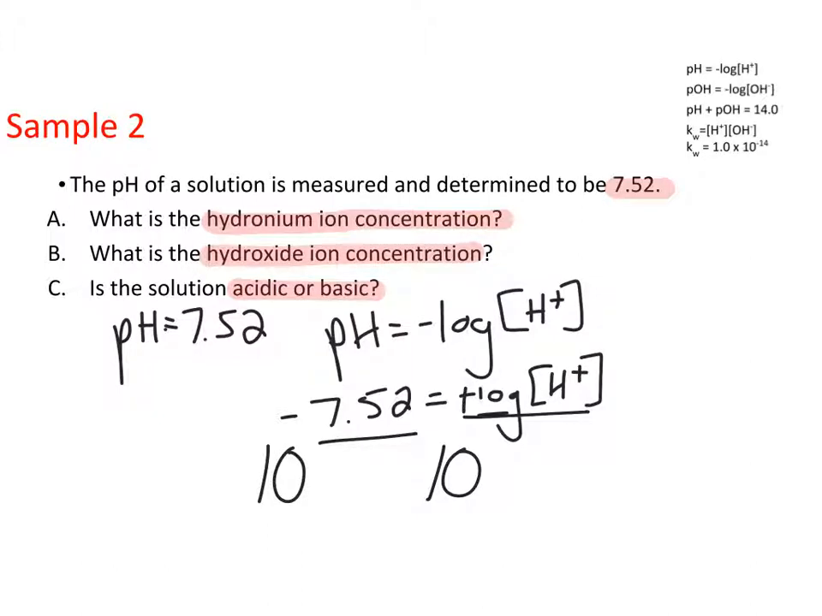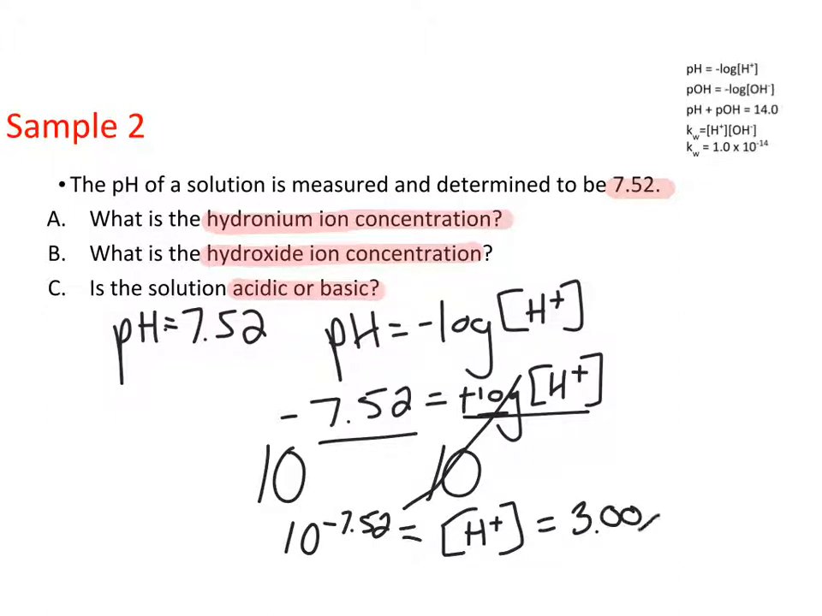And when I do that, the log and the 10 cancel each other off, so all I'm left with on this side is concentration of H plus equals 10 to the negative 7.52, which I can do in my calculator. And when I do that in my calculator, it comes out to 3.00 times 10 to the negative 8th. So that's my concentration of hydronium. And that's how you get rid of a logarithm. So that could be a little confusing at first. So you do 10 to the power of each side of the equation. Now, for the second part, it wants the hydroxide concentration, which we could do using the Kw formula.